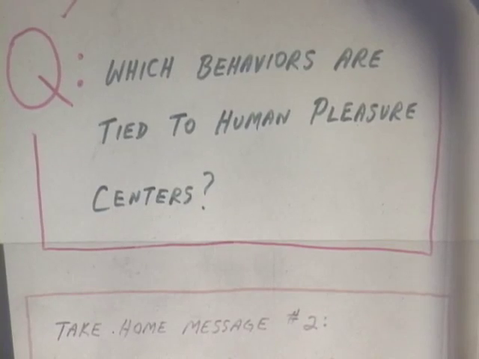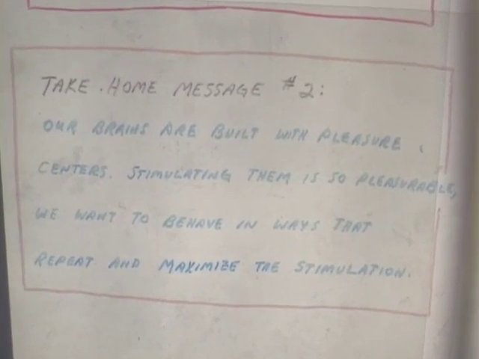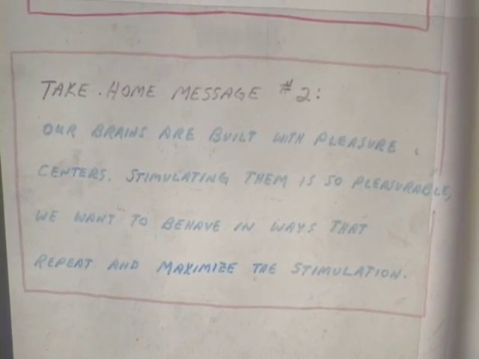So here's our second take-home message. Our brains are built with pleasure centers, and stimulating them is so pleasurable that we want to behave in ways that repeat this. So your brain has set up a reward center. Now, as long as it links in behaviors like finding food, getting shelter, getting a mate, achieving status, staying safe, all of those important things make you feel so good that you want to do it again. It's a good way to build an animal.